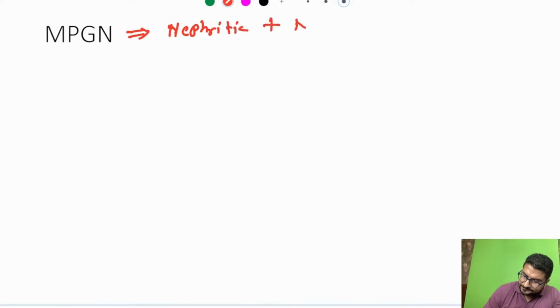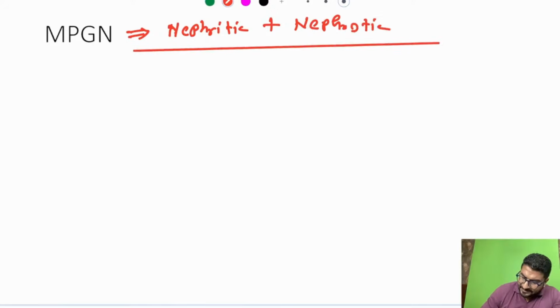दोनों के feature होंगे. It will have features of both nephritic syndrome as well as nephrotic syndrome. So how can we differentiate this MPGN? Now try to understand this thing.